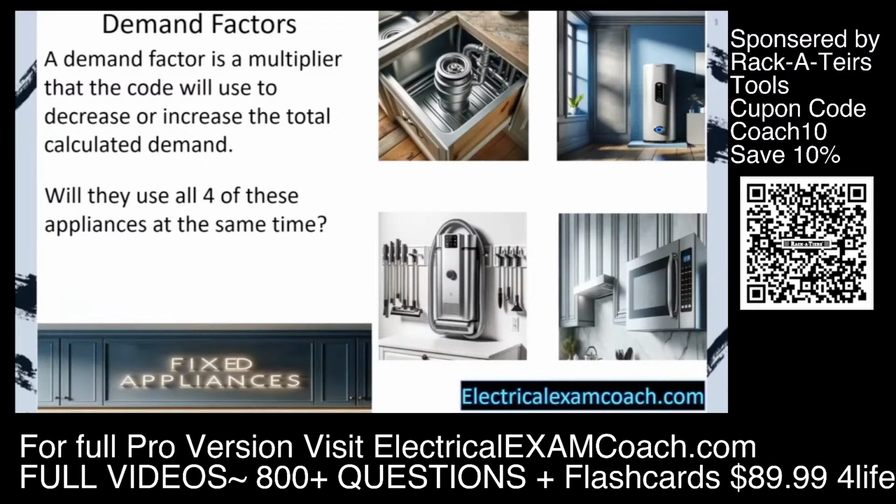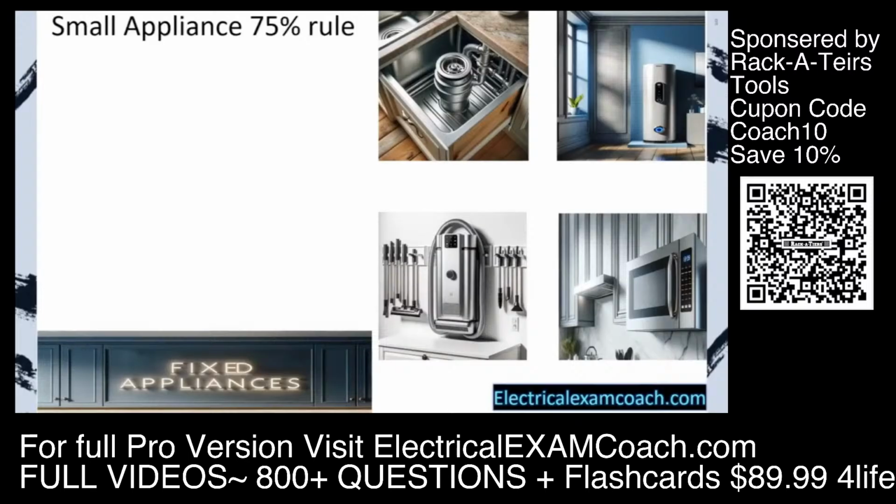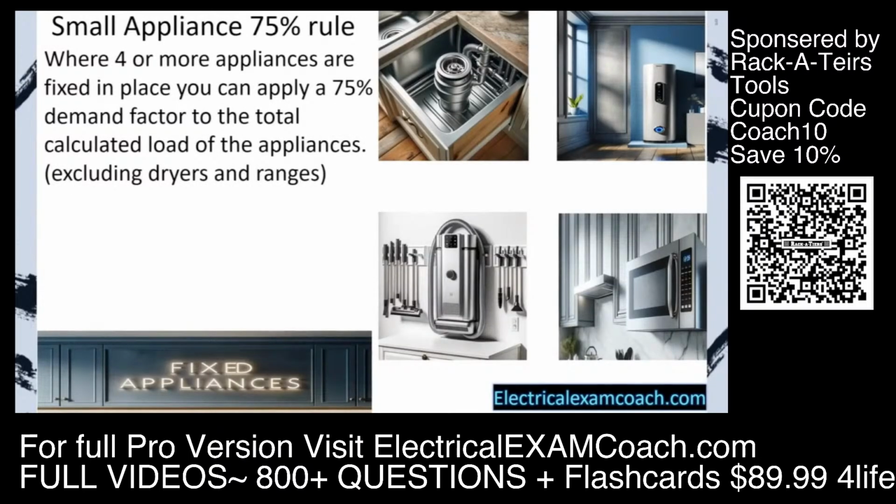And remember, if we have less amps, we could have a smaller service. If we have smaller service, we could have smaller pipe, smaller wire, and a smaller overall cost of the job. The small appliance 75% rule works like this. Where 4 or more appliances are fixed in place, you can apply a 75% demand factor to the total calculated load of the appliances. I do want to note again that this excludes dryers and ranges. We're going to learn how to calculate those separately later in the program.